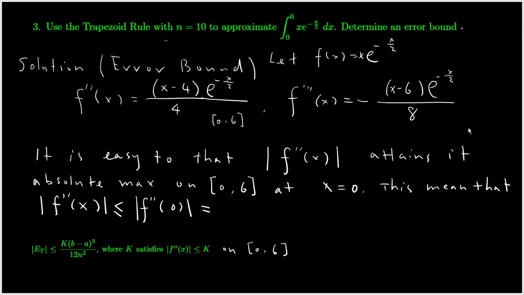You plug 0 into that function, the double derivative. You see the absolute value of this function at x value of 0 is equal to 1. Because e to the power of 0 is equal to 1, and inside the absolute value you have negative 1. It's equal to the absolute value of negative 1, which is 1. Which means we can take 1 to be the value of k.